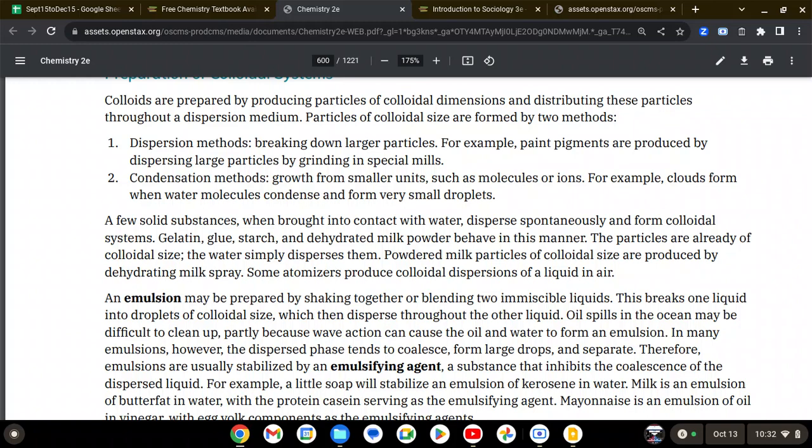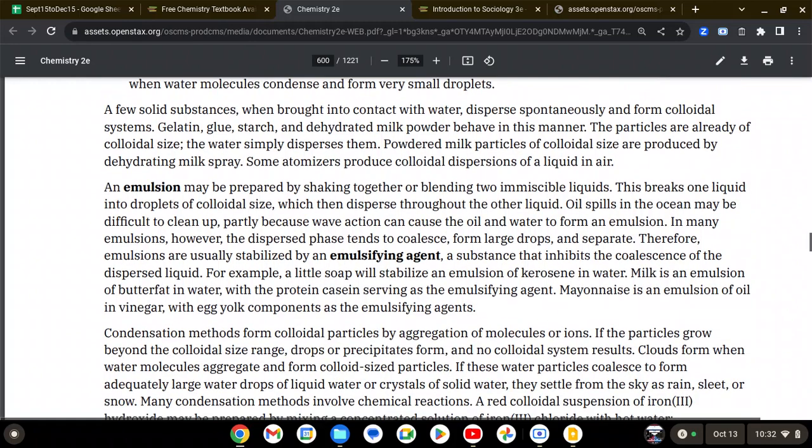A few solid substances, when brought into contact with water, disperse spontaneously and form colloidal systems. Gelatin, glue, starch, and dehydrated milk powder behave in this manner. The particles are already of colloidal size. The water simply disperses them. Powdered milk particles of colloidal size are produced by dehydrating milk spray. Some atomizers produce colloidal dispersions of a liquid in air.